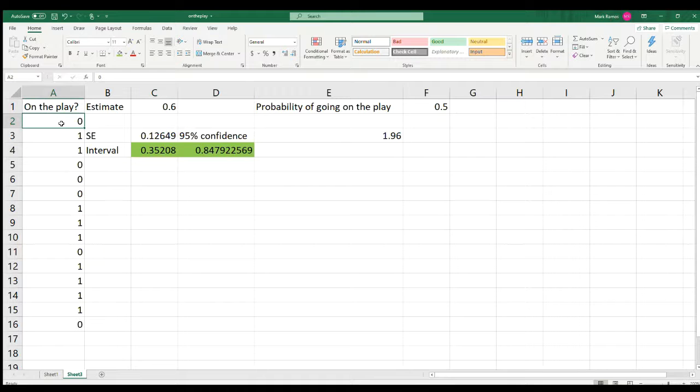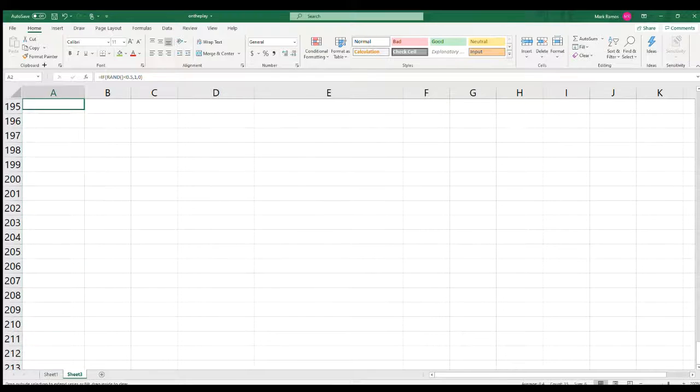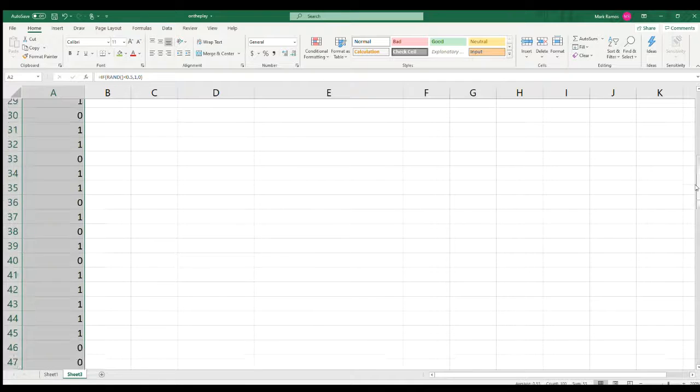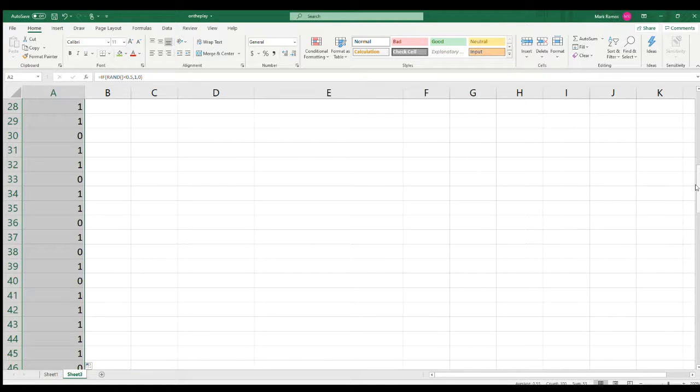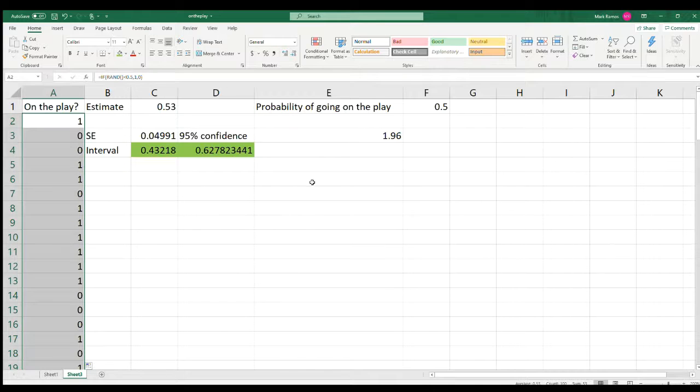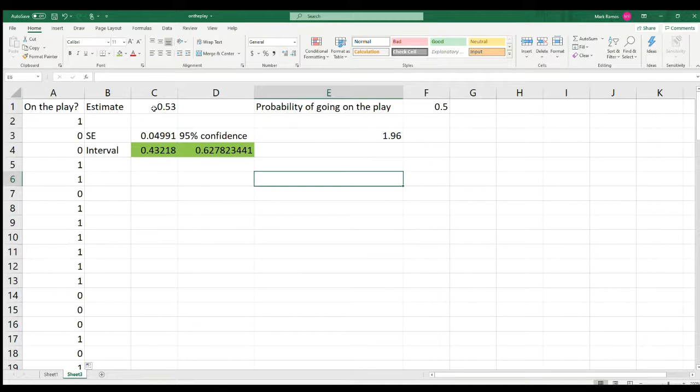So that's what I'm going to demonstrate here. I'm just going to get back that formula. Right, that was the formula. So let me increase the sample size. Let's say just to 100 first. So 101 to make 100, since we started at 2. All right, so as you can see here, our estimate is 0.53.